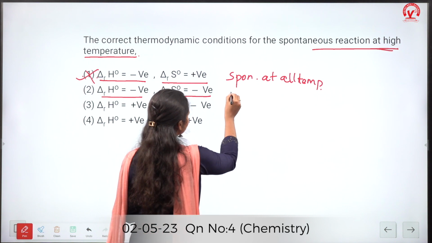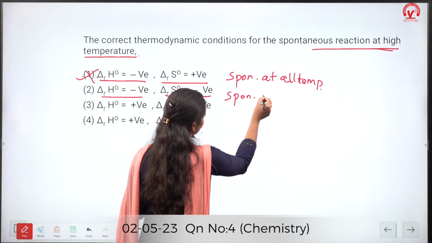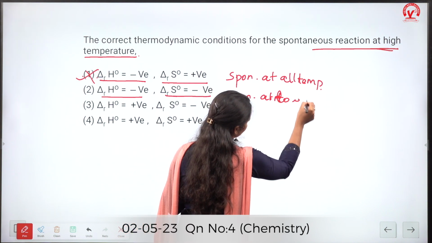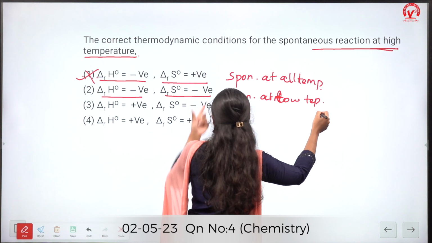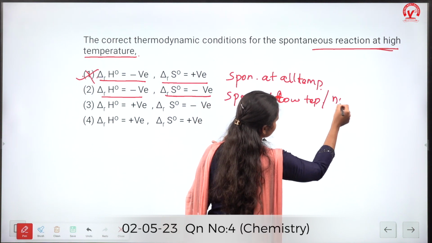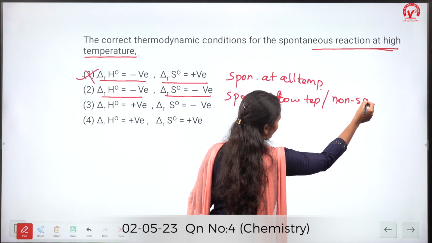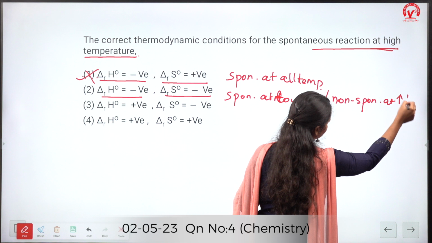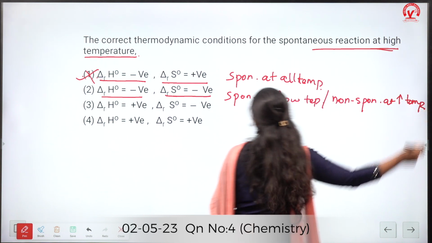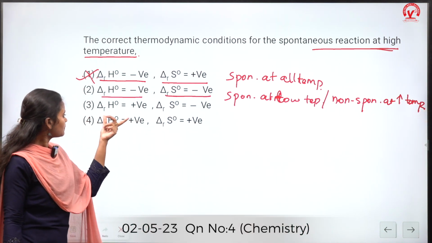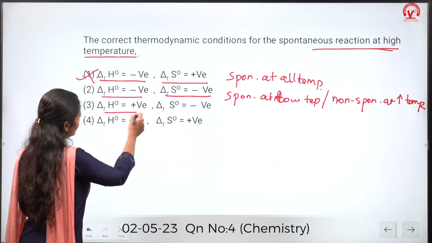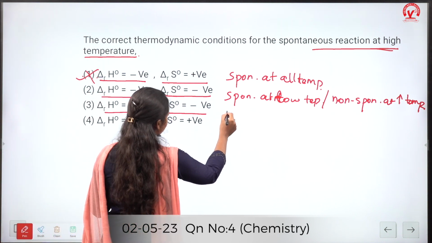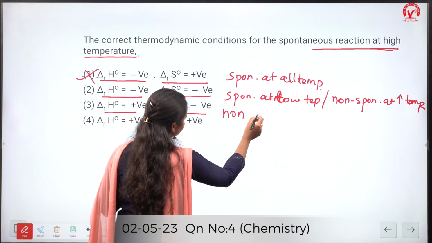Here the reaction is spontaneous at low temperature, and not spontaneous at high temperature. In option 3, the del H value is positive and del S value is negative. Here the reaction is non-spontaneous at all temperatures.